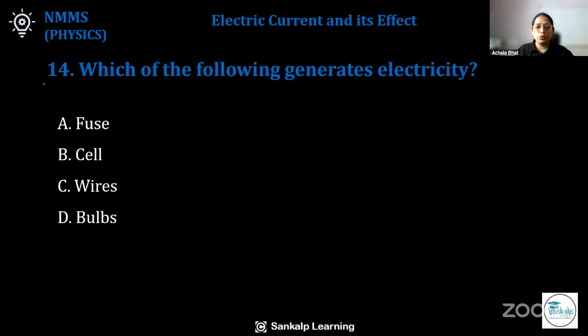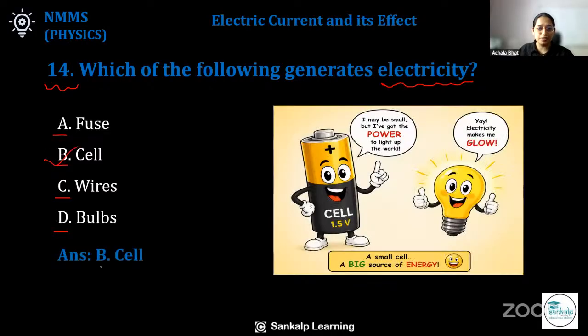Let us see question number 14 of NMMS Physics chapter electric current. Which of the following generates electricity? A, fuse. B, cells. C, wires. D, bulb. Which generates electricity? Yes, cell is the correct answer. Cell generates electricity. I may be small, but I have got the power to light up the world. A small cell, a big source of energy.